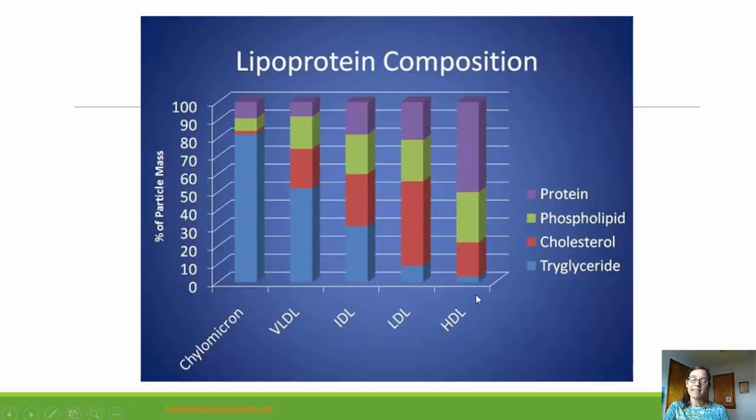However, we also have these HDLs that are synthesized by the liver, and you can see these are high density because they have a much higher proportion of proteins and nearly no triglycerides and much less cholesterol.